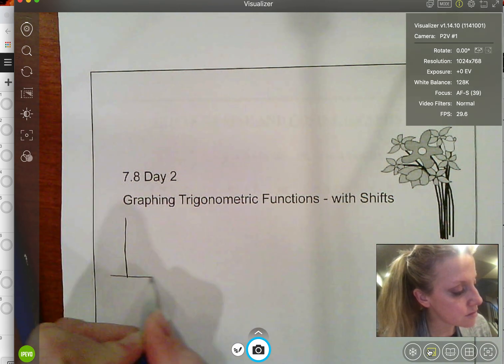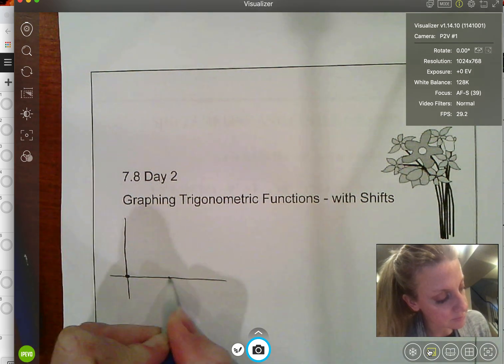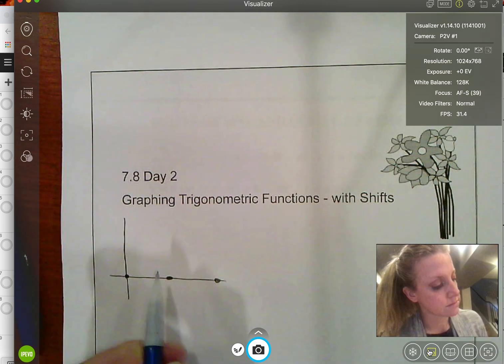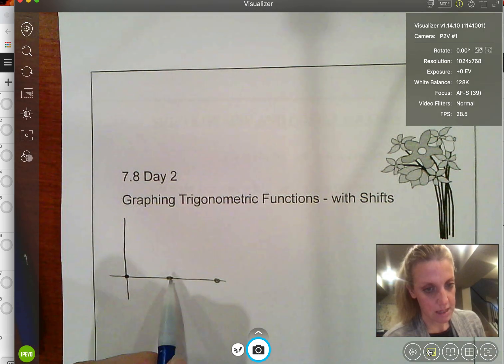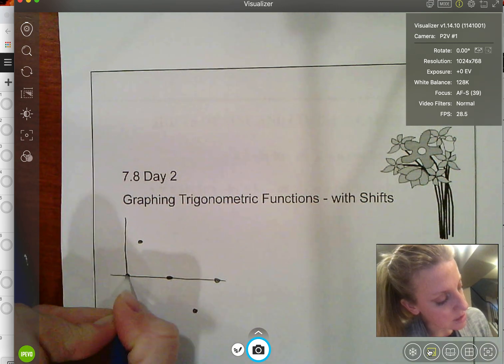A quick review. Yesterday, we learned how a sine graph starts and ends on your midline, hits the midline in the middle as well, and it looks like a roller coaster.